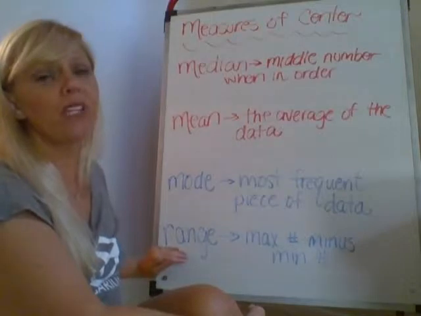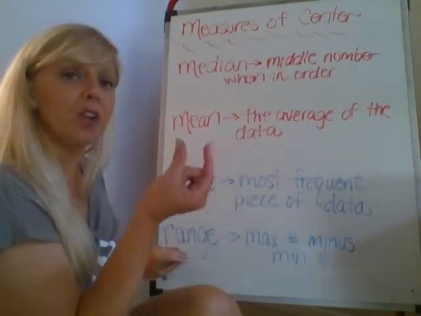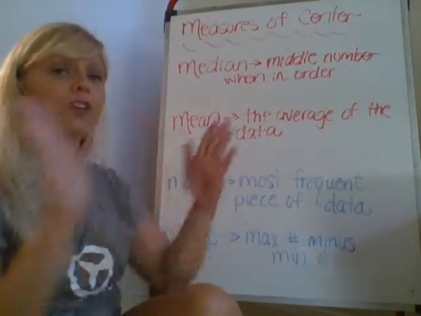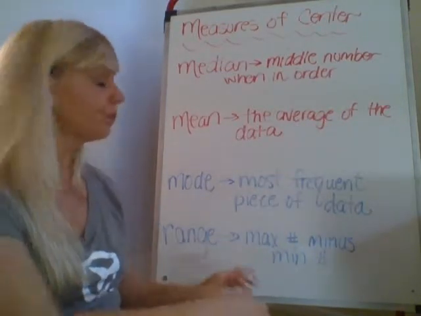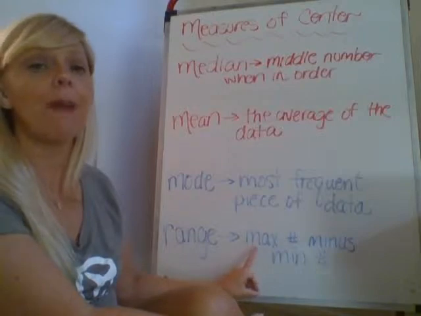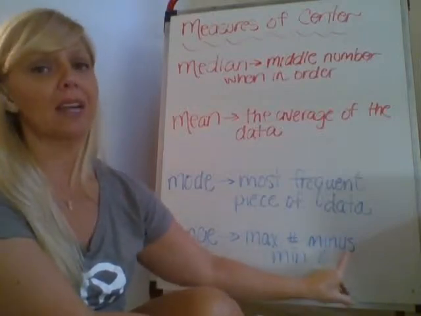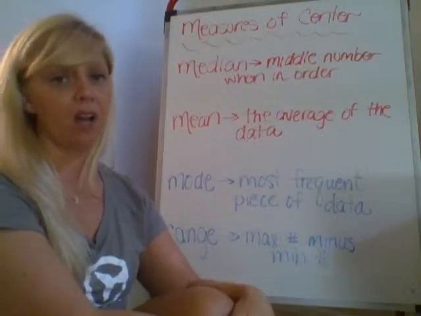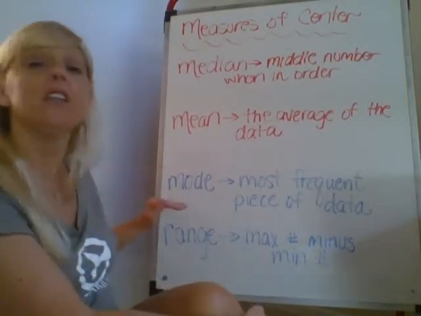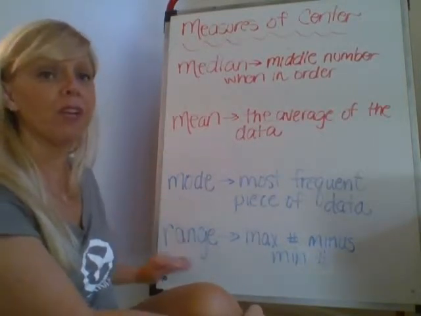Same with range. Range tells you if your data is close together as a cluster or if your data is very spread out and probably has a gap somewhere in there. And how you find range is you take the maximum number and you subtract, you minus the minimum number. So let's do an example of measures of center and describing our data with mode and range as well.